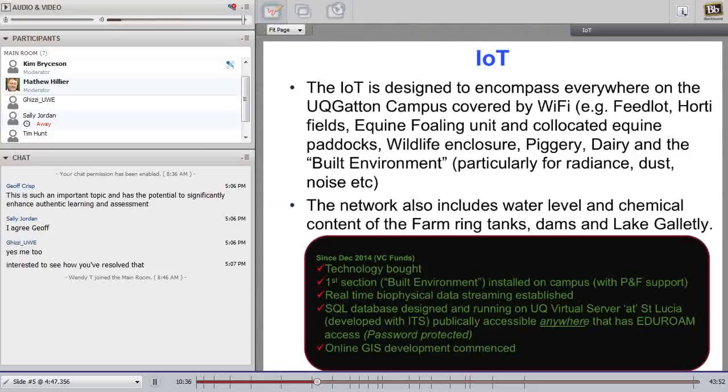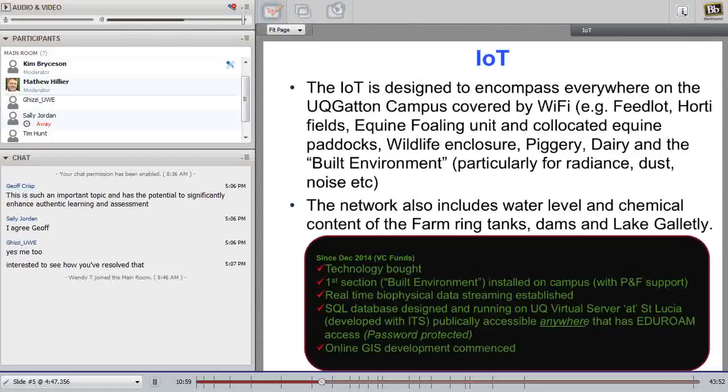We have also just very recently included our wastewater management system, which is water reticulation and essentially a sewage farm, and we will be using these smart water sensors to look after that. So we bought the technology, we built the first section, which is the built environment, and installed it on campus.